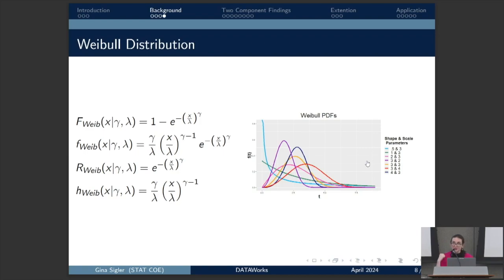And over here, I'm plotting out the PDFs, but I've got a whole bunch of different functions over there on the side. The top one is known as the cumulative distribution function, or the CDF. The second one is the PDF, so the plots. The third one is the reliability function, or survival function. That's telling us how long it's going to last. And the last one is the hazard function. So you can see that these all have a whole bunch of parameters in them.